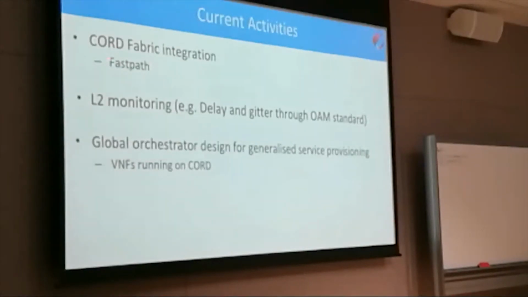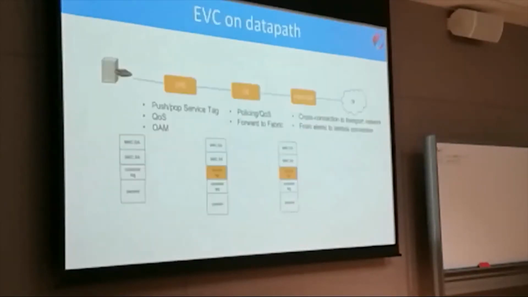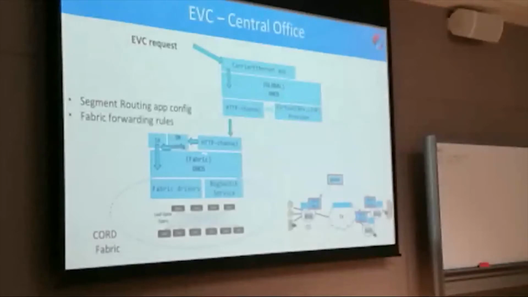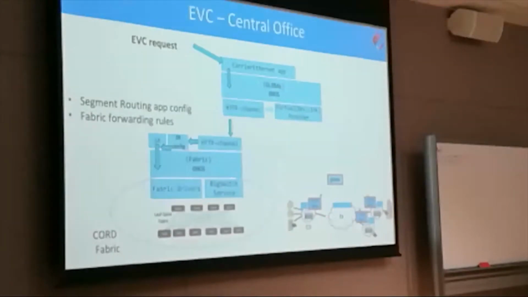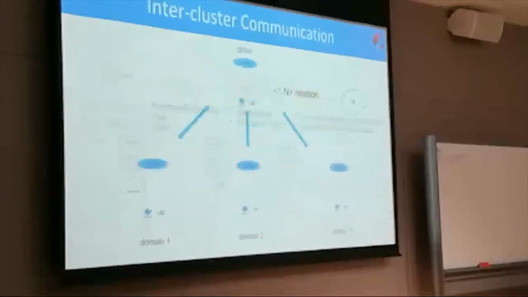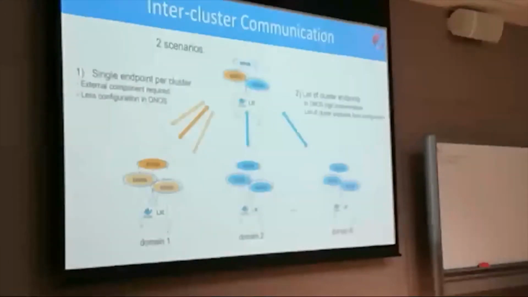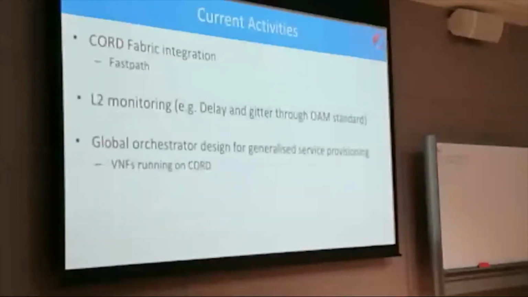Current activity, the core fabric integration. This piece is still a work in progress and should be ready in the next couple of weeks, so that we have finished the access part of the WAN. Then we are building this one for the core fabric, and also a use case for the transport network will be based on the optical domain.